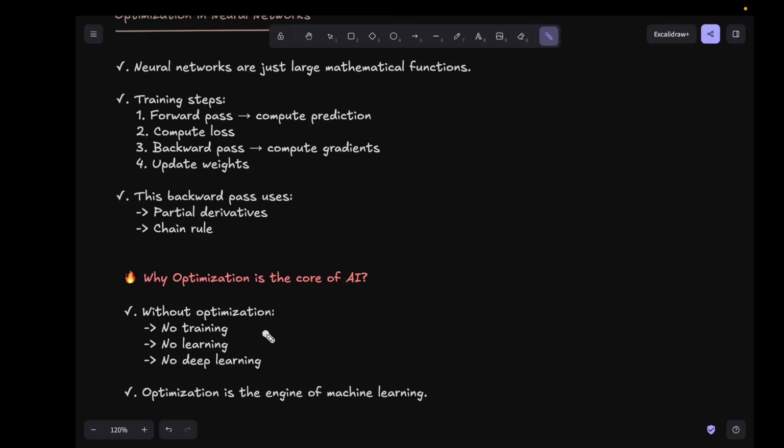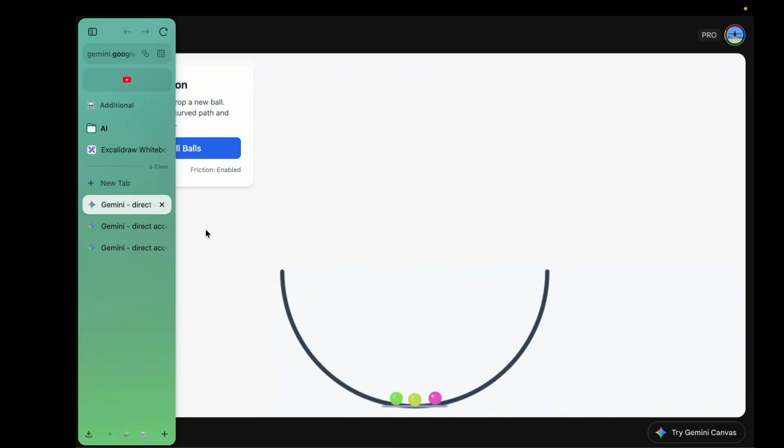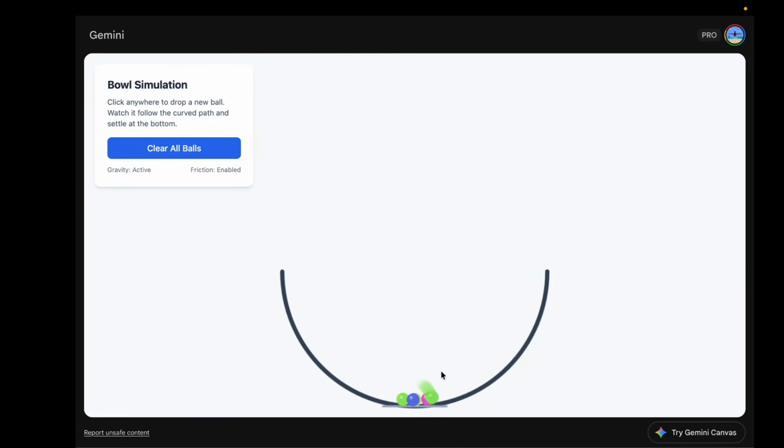Like the ball wants to get to the lowest point. The ball goes to this point step by step, and this is the learning rate.